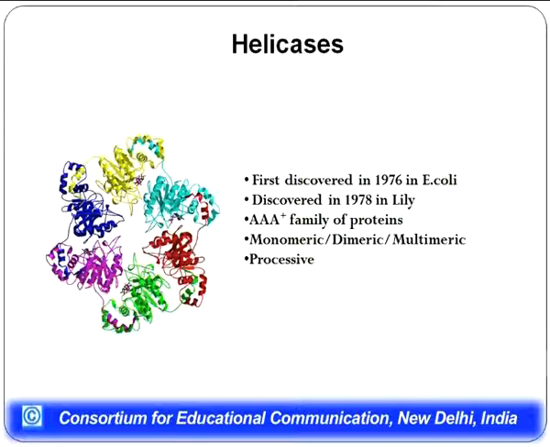This particular set of enzymes belong to the AAA plus family of proteins, which is basically a family which can utilize ATP for carrying out a variety of functions. Helicases can be monomeric, dimeric or multimeric, and another characteristic of helicases is that they are processive. That is, once bound to DNA, they will bring about unbinding of a major stretch of double stranded DNA.